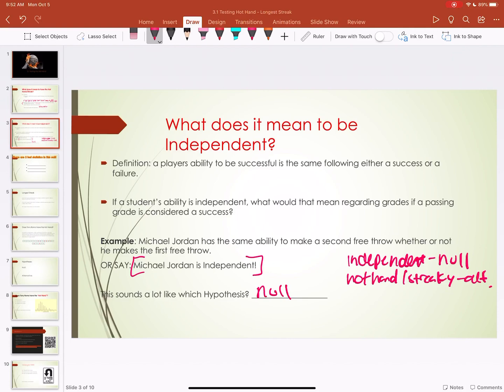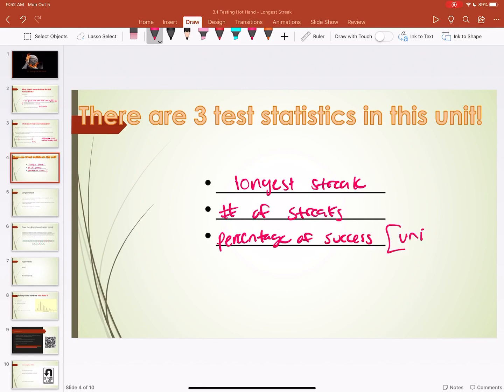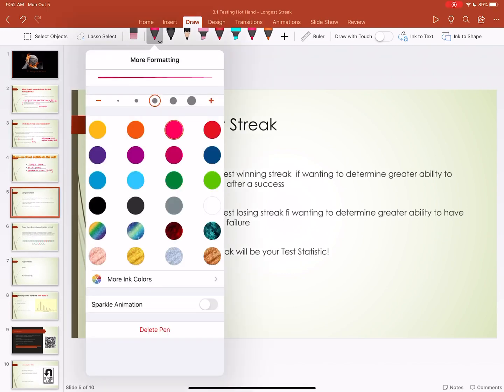There are 3 test statistics, like I said earlier. The first one is called the longest streak. The next one is the number of streaks. And the third one is the percentage of success, which is a lot like our Unit 2 hypothesis test. What we're going to talk about is the longest streak. This is your first test statistic, and you're going to have to be able to differentiate between the 3.